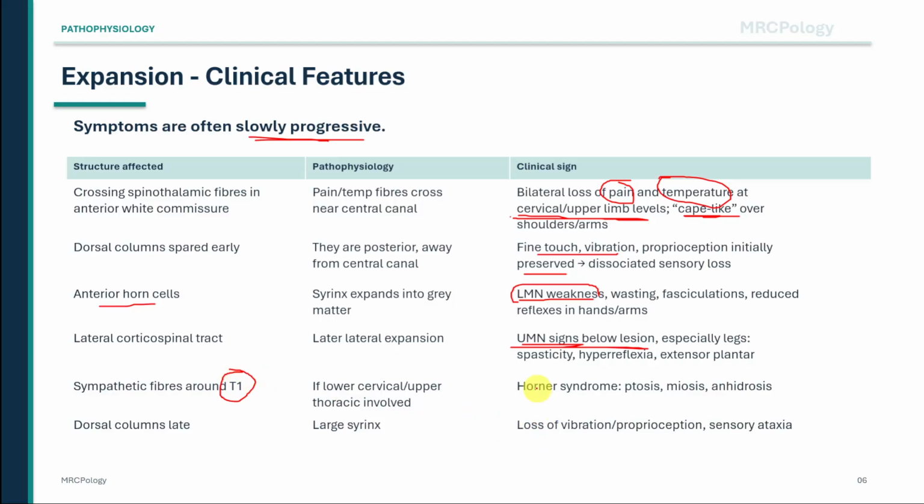MRCP trap. Do not confuse syringomyelia with a peripheral neuropathy just because the patient has hand wasting and sensory symptoms. Peripheral neuropathy usually gives a length-dependent glove and stocking pattern and often affects multiple modalities. Syringomyelia gives a spinal cord pattern, dissociated sensory loss, segmental lower motor neuron signs, and possible upper motor neuron signs below the lesion. Another important trap, do not confuse syringomyelia with a dorsal column disorder.